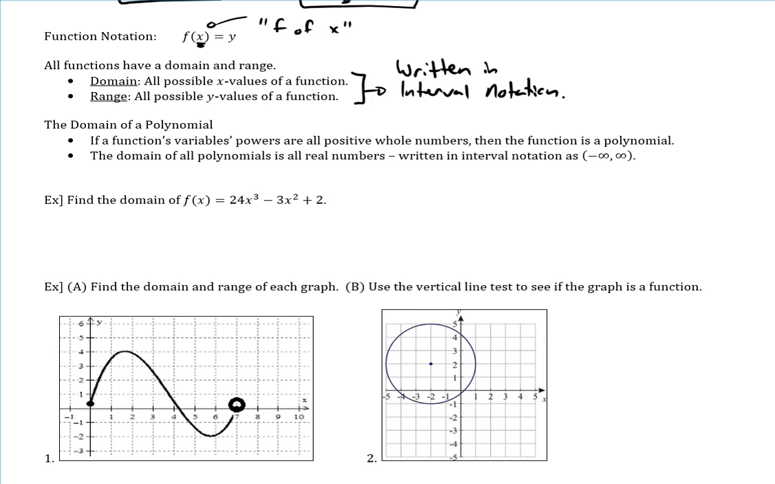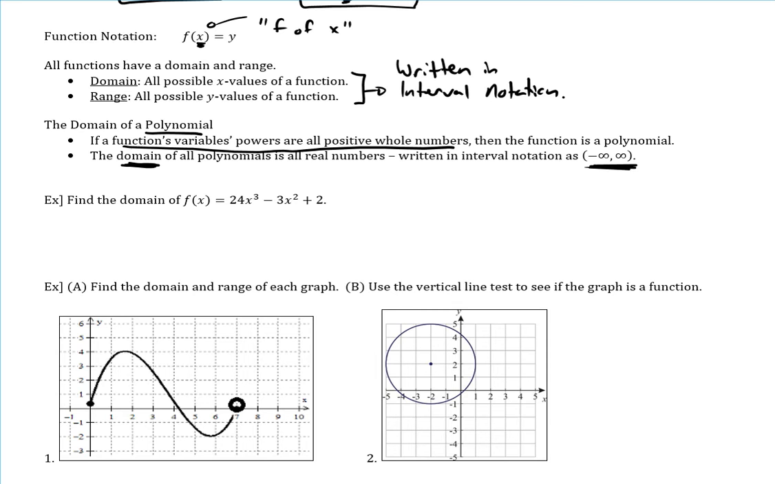The first main function that we often deal with is a polynomial. While polynomials are nice, it's where a function's variables' powers are all positive whole numbers. So that's what makes a polynomial. If they ever ask for the domain of a polynomial, our final answer will always be from negative infinity to positive infinity. Okay, so what this means is that you can plug in any x value you want into your function and you will get a y value.